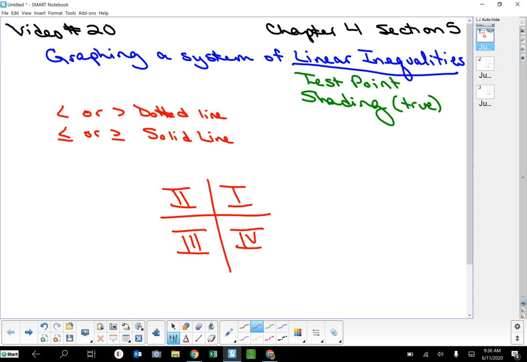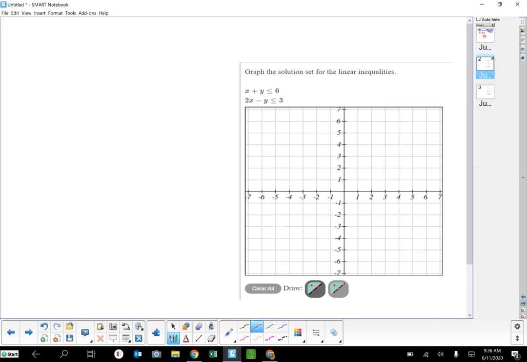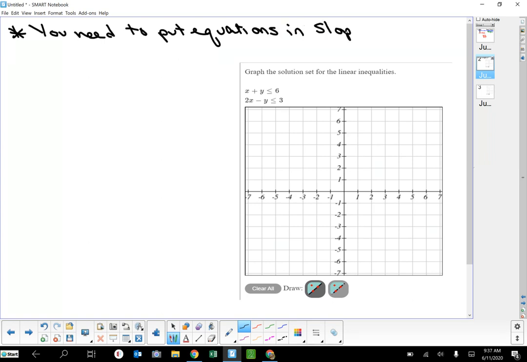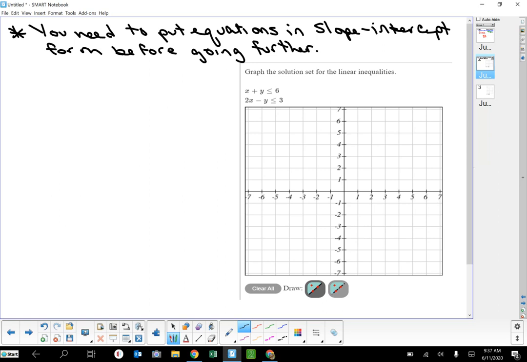Okay? So here's the first question that I pulled to the side. And the first thing you want to notice is that your equations are not in slope-intercept form. So you need to be able to put them in slope-intercept form before going any further. And so I'll do the top one in red. We'll do this one here in red.